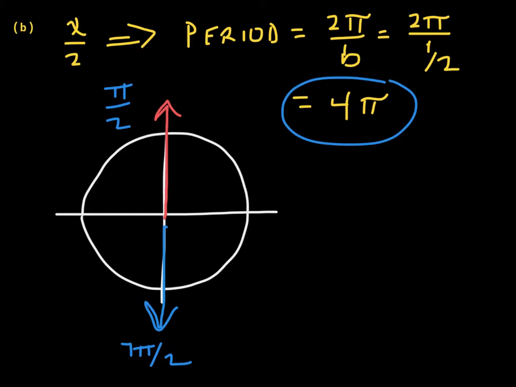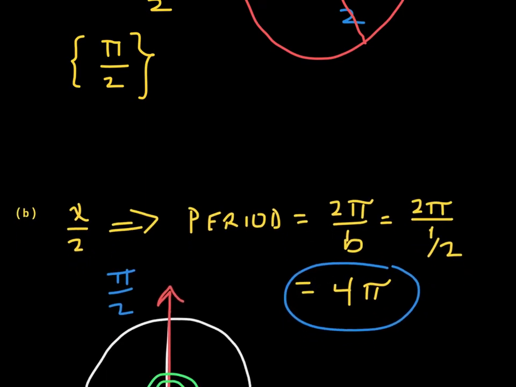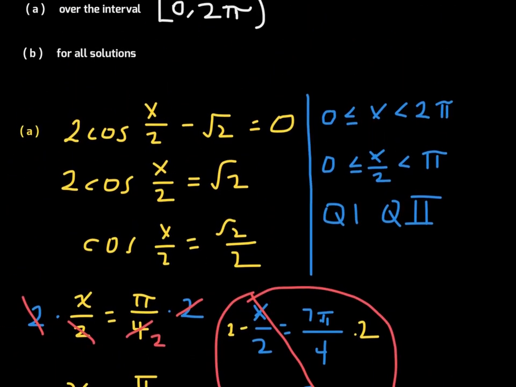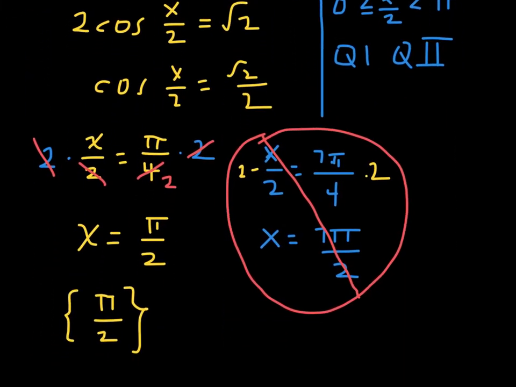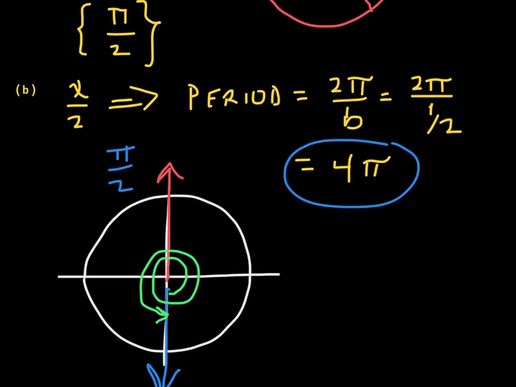Now watch this. If you start at 7 pi over 2 and go 4 pi, there's a solution, right? Now, you may be thinking, wait a minute, we threw 7 pi over 2 aside, like we didn't use it. I know, but in part 1, everybody, if I can scroll up here, it was very important that we were only looking at x values between 0 and 2 pi. But now in part B, we're solving for all solutions, not just the solutions between 0 and 2 pi. And one of those solutions that we threw aside, 7 pi over 2, now can be considered because we're solving for all solutions. So, there we go.